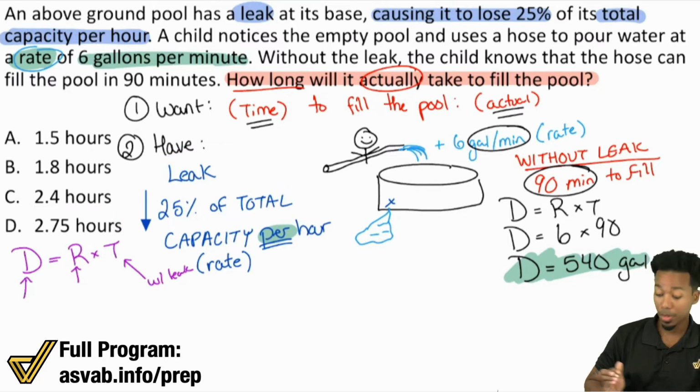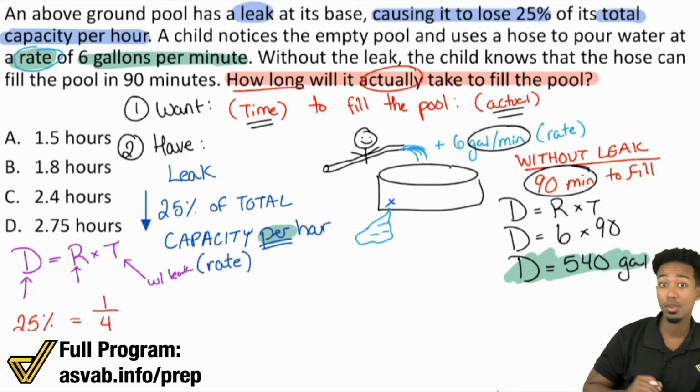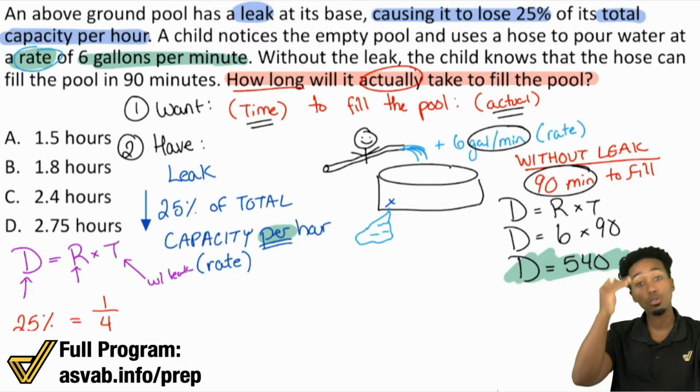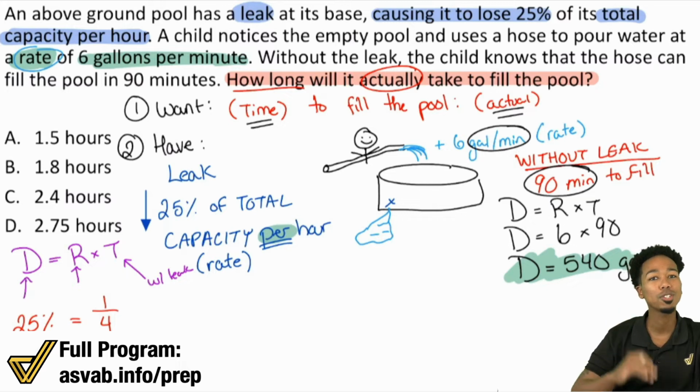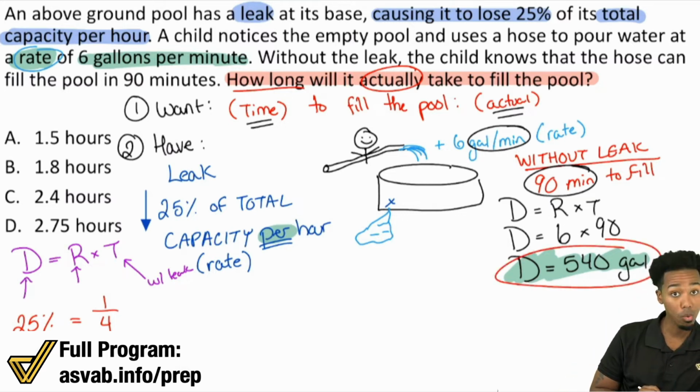Well, remember that 25% is equal to a quarter. If you didn't know that, you must know that. Because remember, to go from 100% down to 25%, you divide by 4. Always start from 100%. So if I divide this 540 by 4, I will understand the leak in terms of gallons per hour. So with that said, let's get it done.